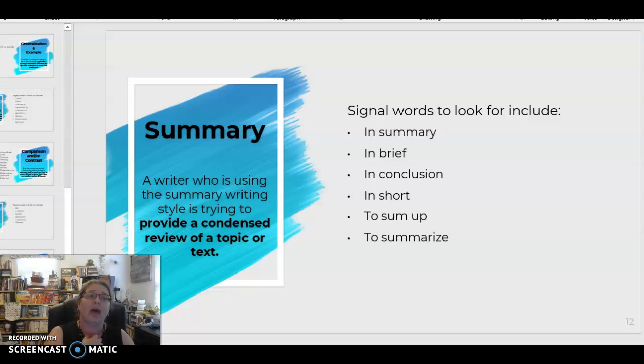So patterns of organization or rhetorical modes can change within a text. You won't necessarily be able to identify one pattern of organization for an entire text. You might read an article and be able to pick out 4 or 5 different patterns throughout the article. So just be aware that patterns of organization can be used in multiple ways throughout a text.